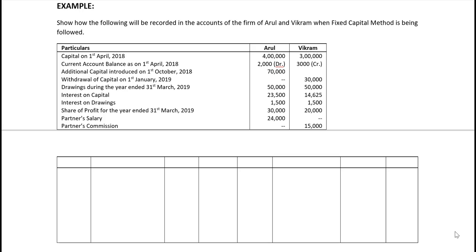Now, as we learnt already, in the fixed capital method we have two accounts which have to be prepared. The first one is called the partner's capital account and the second one is called the partner's current account. So we will begin with the preparation of the partner's capital account. The sum is in the top. I have split the window horizontally into two. The solution is at the bottom. So let's begin by preparing the partner's capital account.